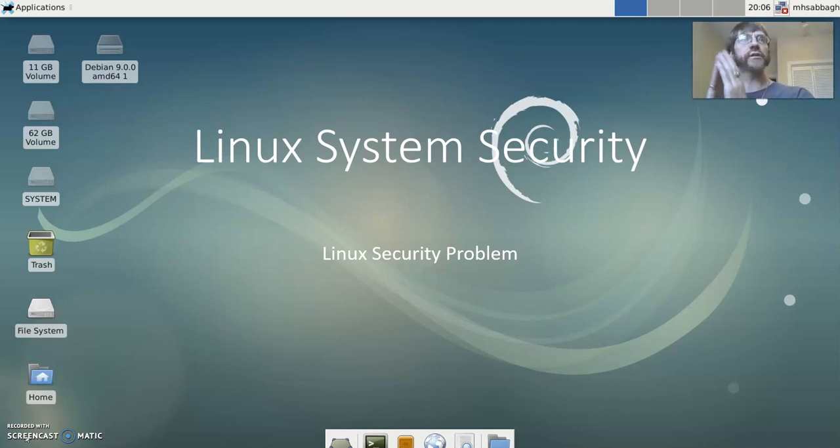So I'm going to talk today about Chapter 1, some of the concepts you'll explore in Chapter 1. Then we'll, of course, move on to 3, 4, and 6. So let's talk about Linux system security from a very general perspective.